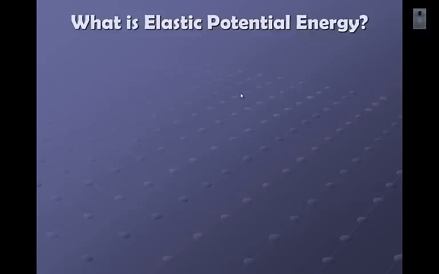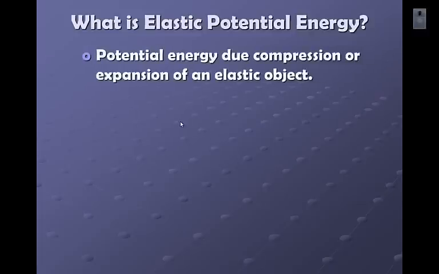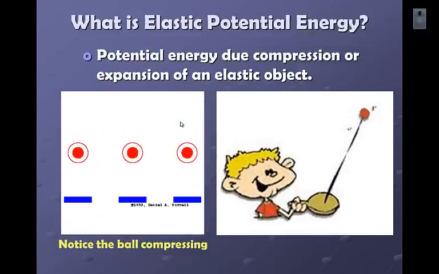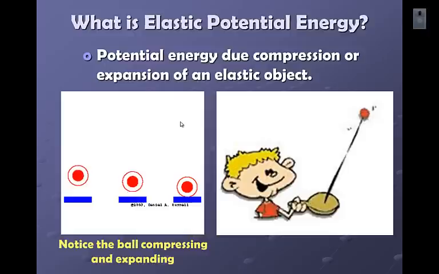So what is elastic potential energy? Well, this is potential energy due to compression or expansion of an object. Okay, so here we have the boy with the paddle again. This is elastic potential energy. It's being expanded, then it'll be compressed, then it'll be expanded, and then it'll be compressed.